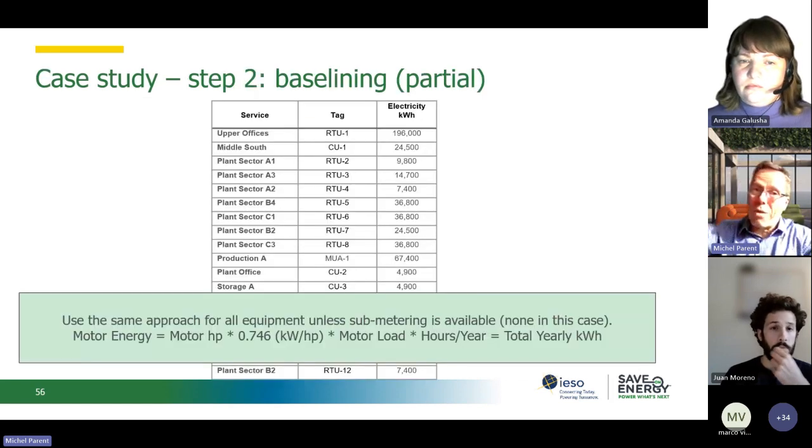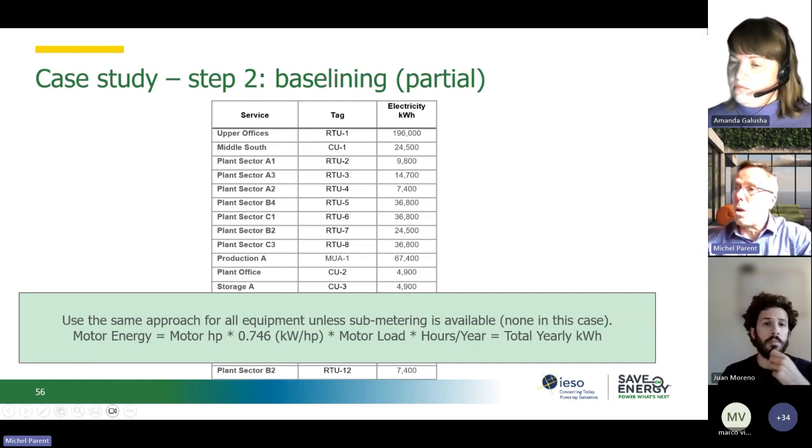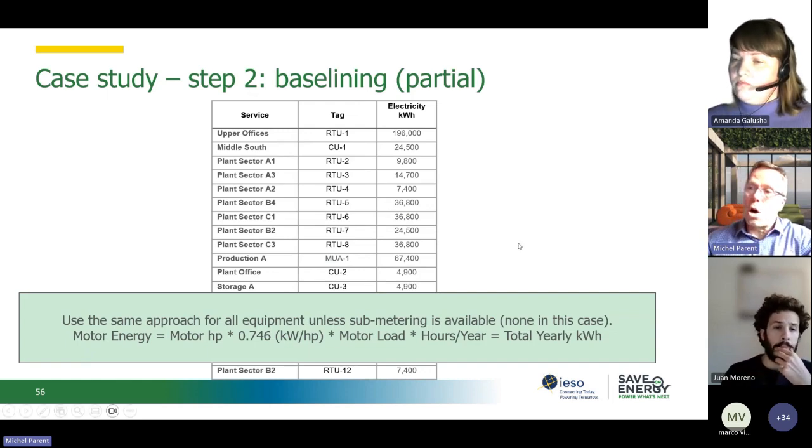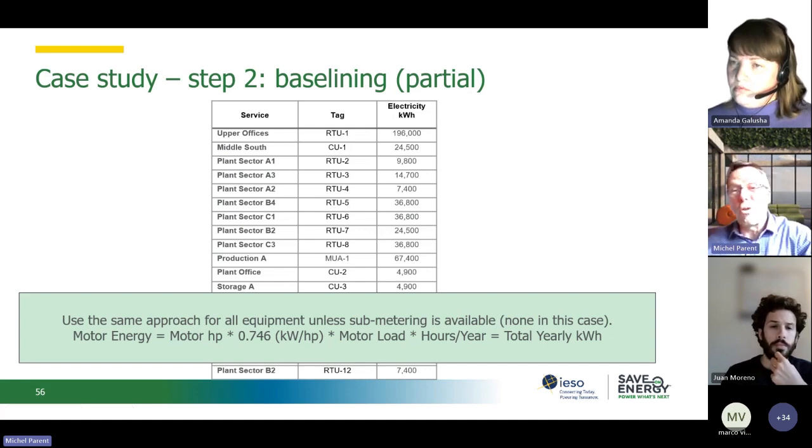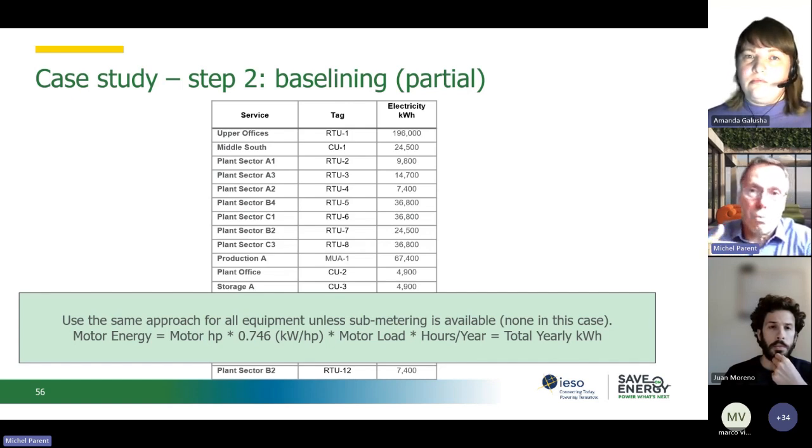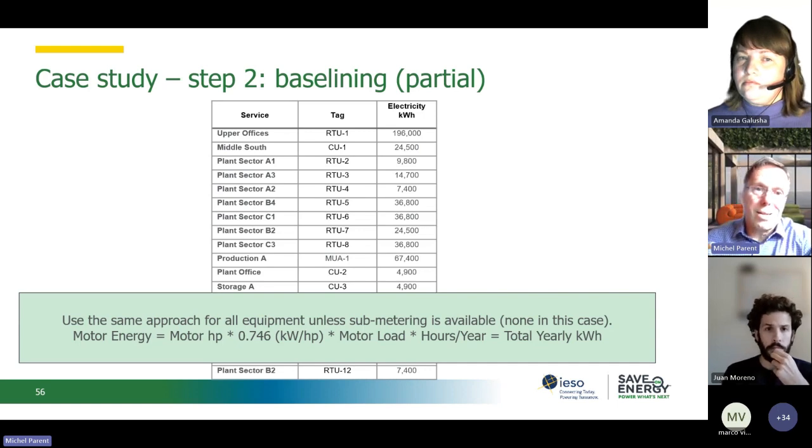You do that for every single one of them. You get your electricity table. You can sum all of that. That will be your total ventilation. If you did that for all of your equipment, you could balance to your monthly energy bill. That's preferable to have, but if you just do a partial audit, if I can say, you will not have that. So use the same baselining for all of that.